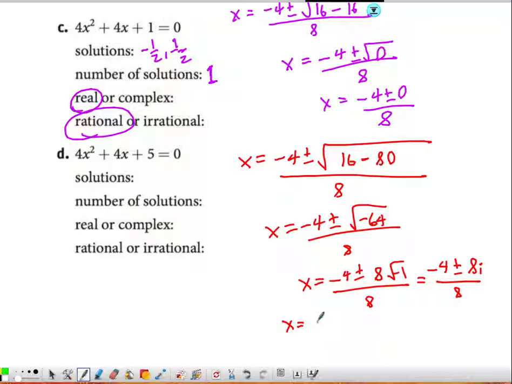Again, we have two solutions. We have x equals -4 plus 8i over 8, and then x is equal to -4 minus 8i over 8. So here are my solutions. My solutions are these right here.